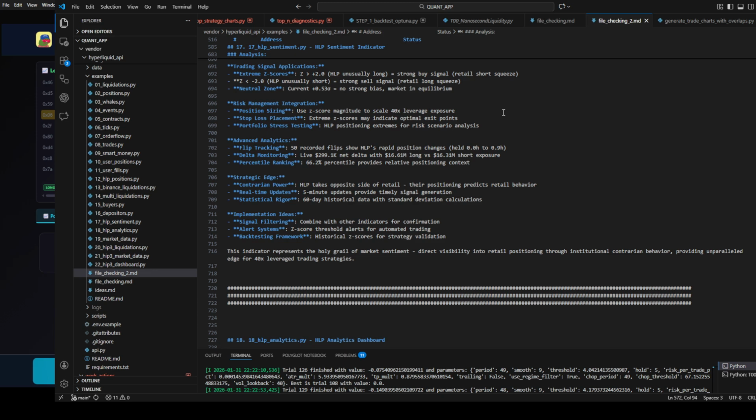Strategic edge, contrarian power: HLP takes opposite sides of retail. Their positioning predicts retail behavior. Real-time updates: 5-minute updates provide timely signal generation. That should be 5 seconds, guys. Otherwise, it's not really real time.